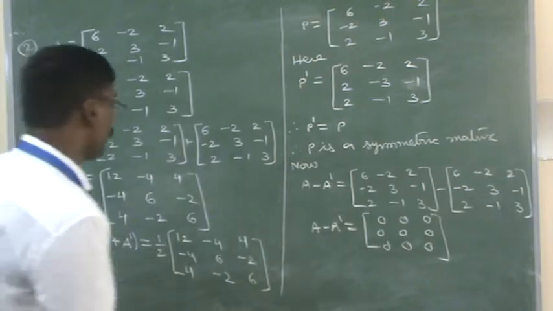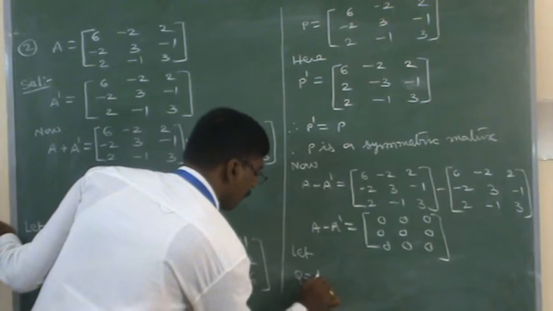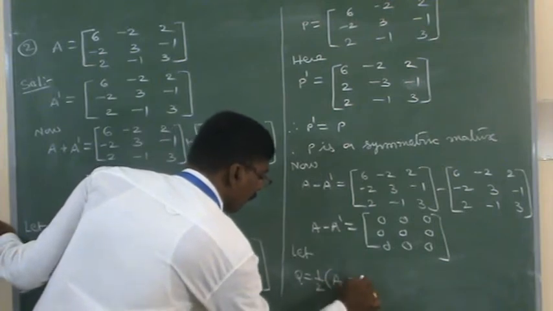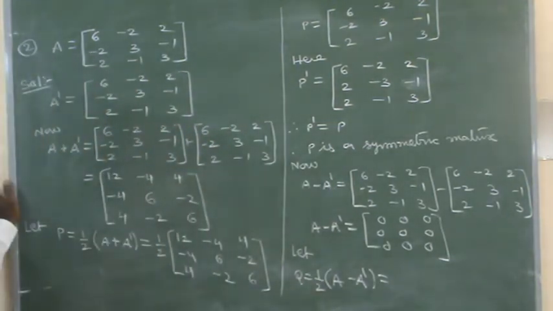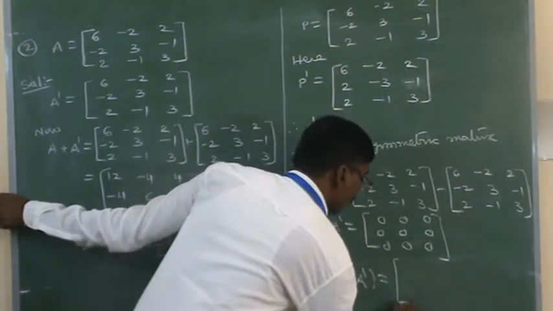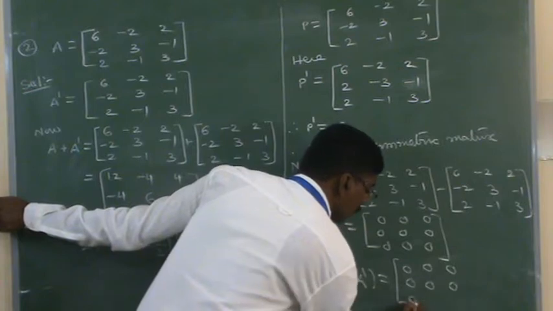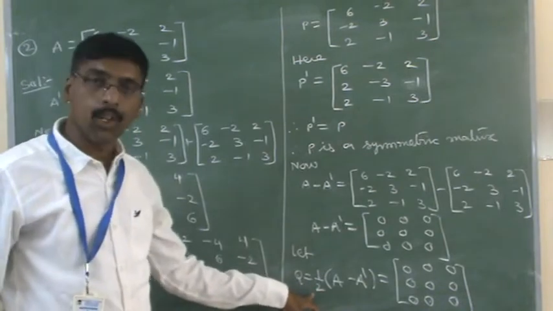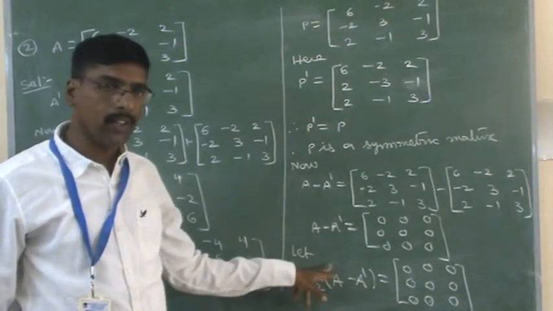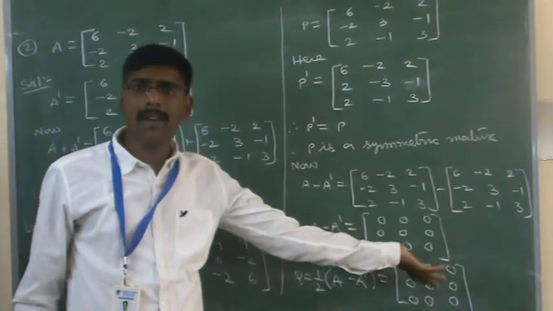We assume let matrix Q be written as 1 by 2 times A minus transpose of A. 1 by 2 is a scalar. The scalar multiplied with the 0 matrix gives the same 0 matrix. The value can be written as all 0s. So this is matrix Q. We need to find the transpose of Q. The transpose of the 0 matrix gives the same 0 matrix, no problem.